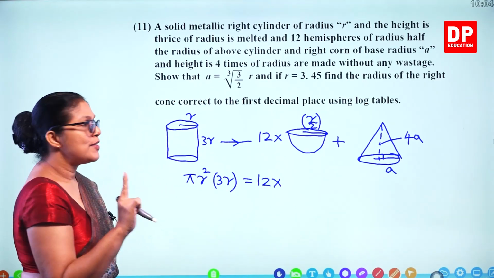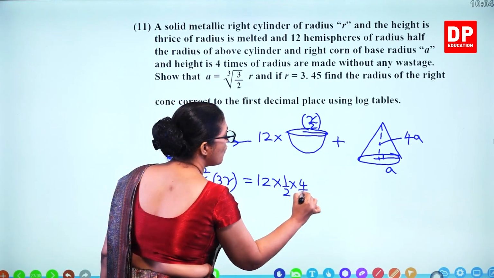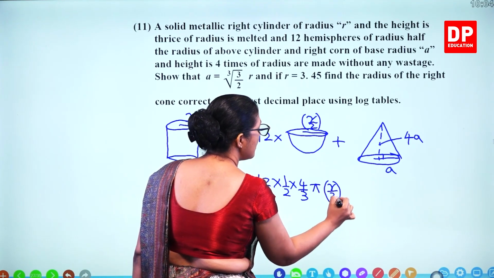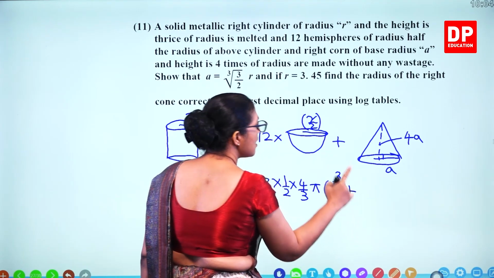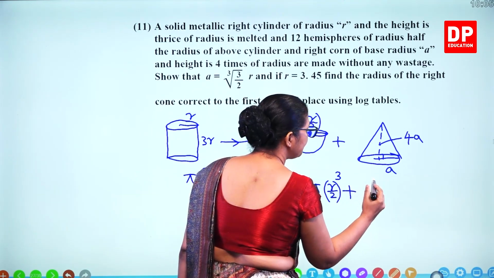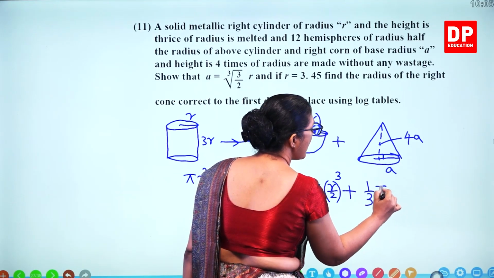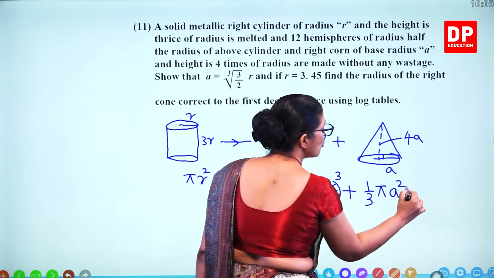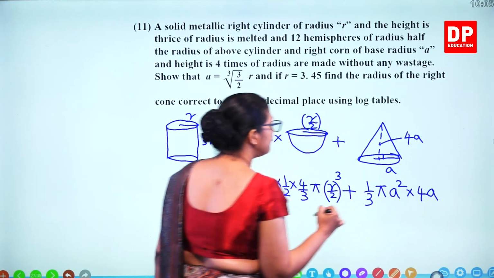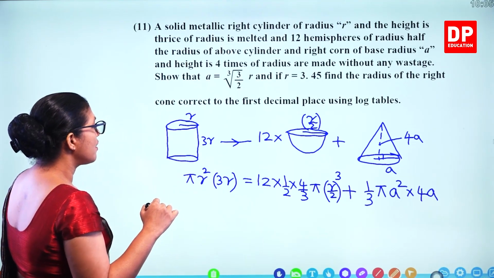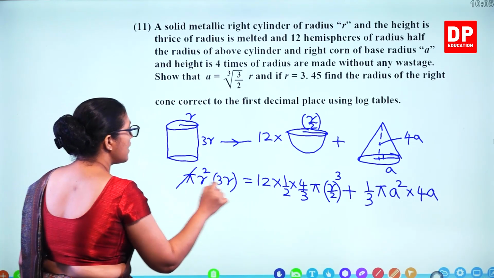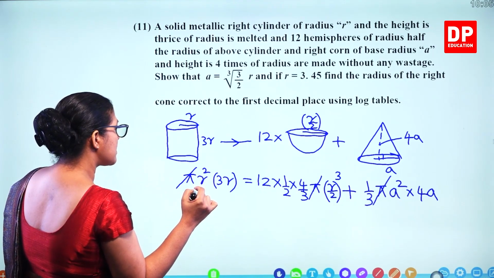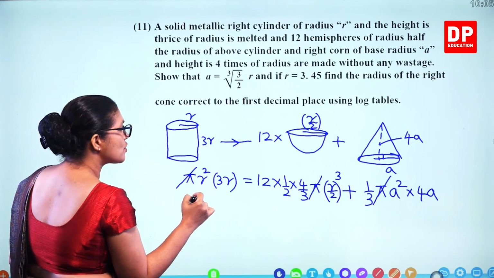What's the volume of a hemisphere? Half of 4 over 3 pi r cube, where r over 2 is the radius. Plus, what's the volume of the cone? 1/3 pi a squared h, h is 4a. Now we can see pi gets cancelled out. And what else? Let's try to simplify this.